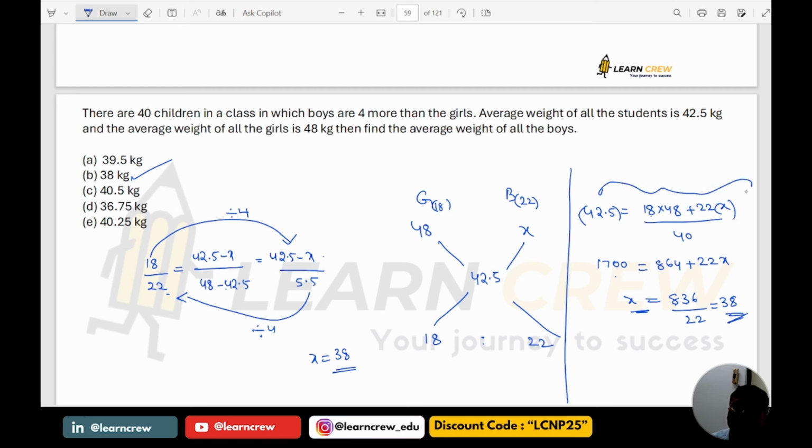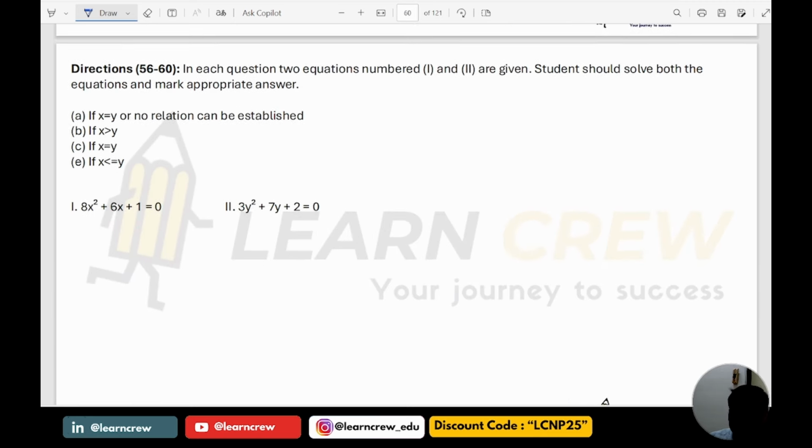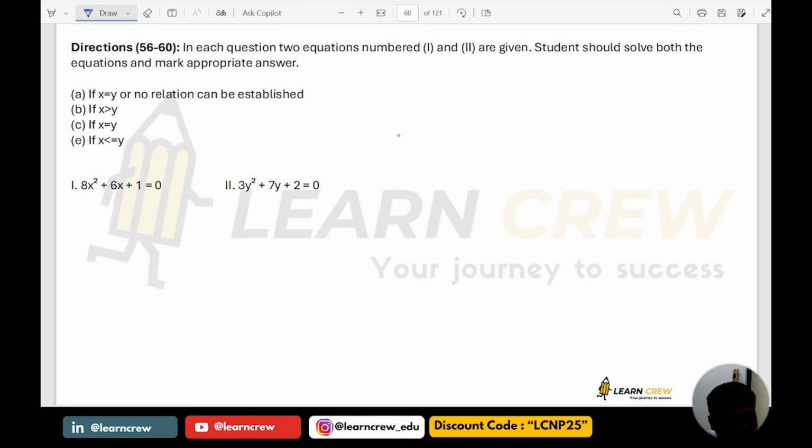Next, questions based on quadratic you have now. So 8 into 1, 8. So 4 and 2. So you will get x as minus 1 by 4, comma minus 1 by 2. 3 twos are 6, 6 and 1. So you got y as minus 2, comma minus 1 by 3.